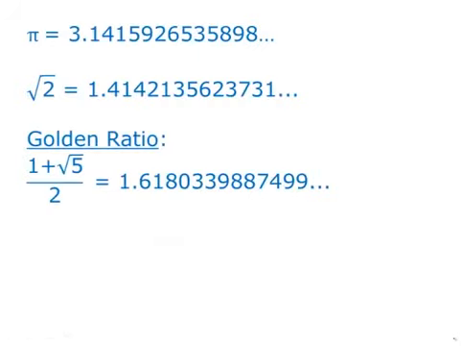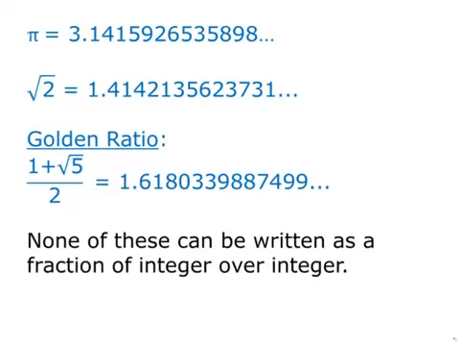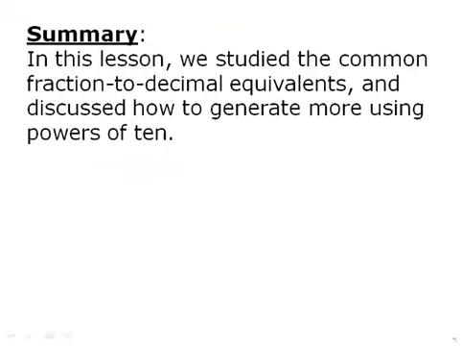So for example, here are some famous irrational numbers. Of course, pi, the square root of 2, the famous mystical number, the golden ratio. All these go on forever, and there's no repeating pattern. None of these can be written as a fraction of integer over integer. In this lesson, we studied the common fraction to decimal equivalents and discussed how to generate more using powers of 10.